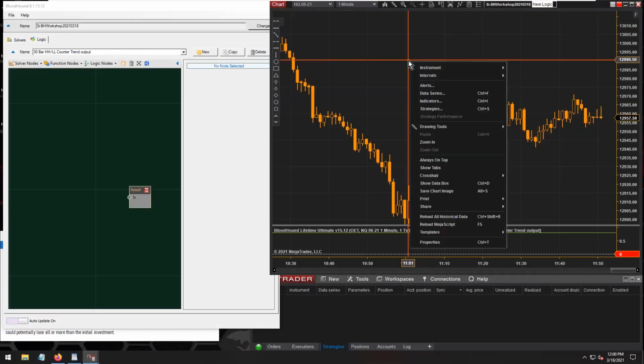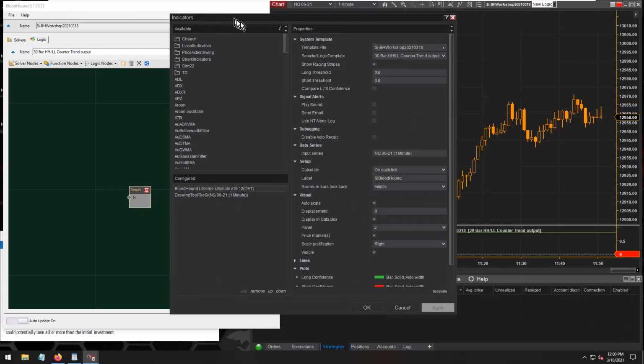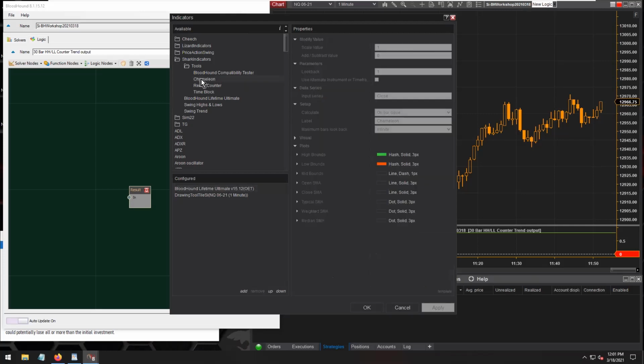First thing I'm going to do is put a visual aid on our chart. And it just so happens that we have this older indicator that really does not get used anymore, but we have to keep it included for the sake of older BloodHound templates that may have used this indicator. And it's Chameleon.